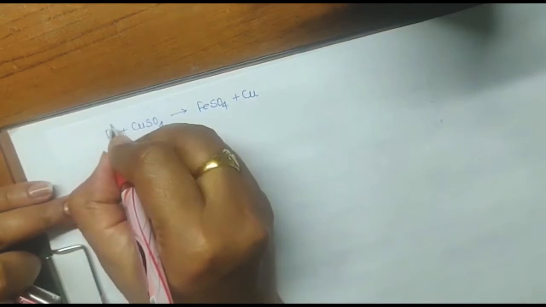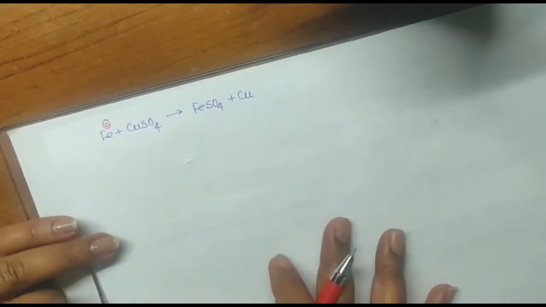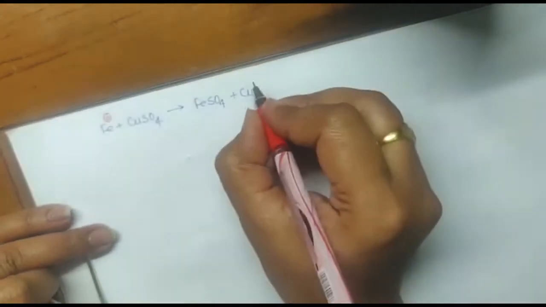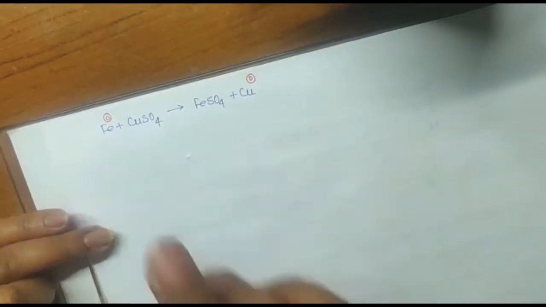The charge which we are finding should be written at the top and in a circle. Got it? Here also copper is in a free state, isn't it? So what will we write? 0 state. Done. Now I'll find it in this.